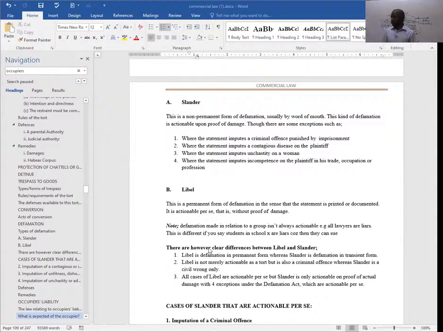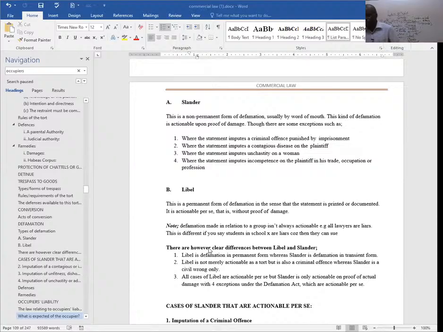So the 4 exceptions: under slander, you have to prove there was damage. Under libel, you don't have to prove there was actually damage, because this one is in a permanent form. It will remain in that particular newspaper that can be read for even over 100 years or maybe over 50 years. People will be making reference to it because it is in a permanent form. So you don't have to prove there was actually damage or injury caused for you to be able to bring such an action in a court of law.